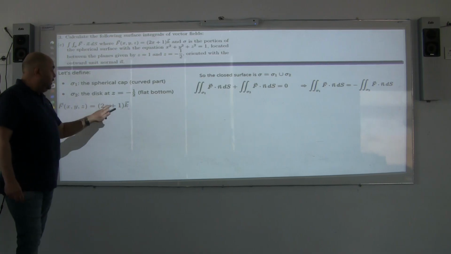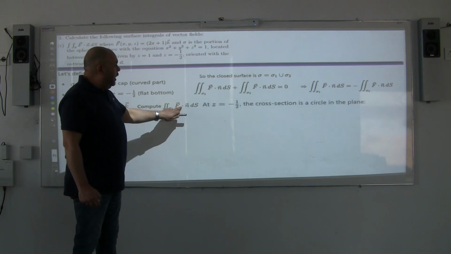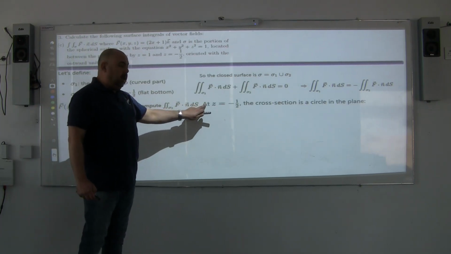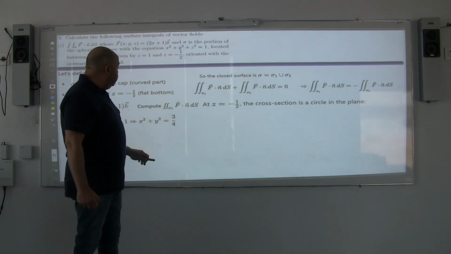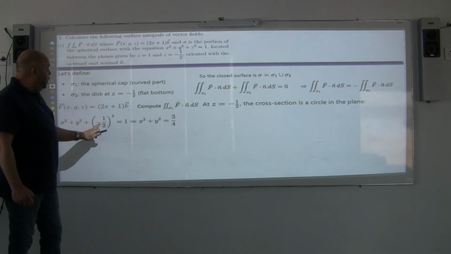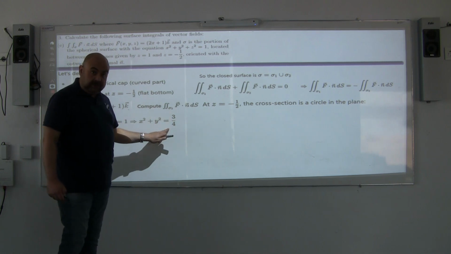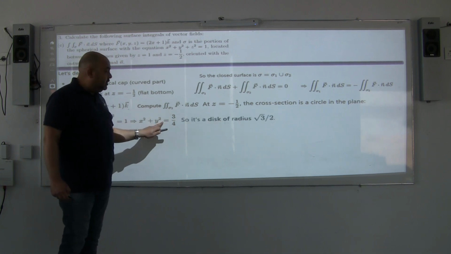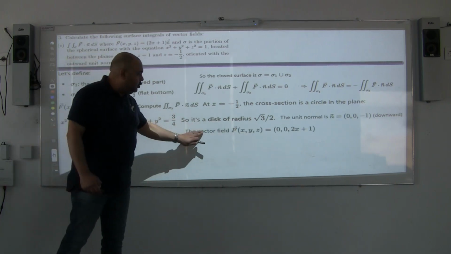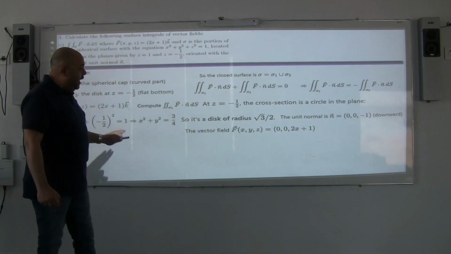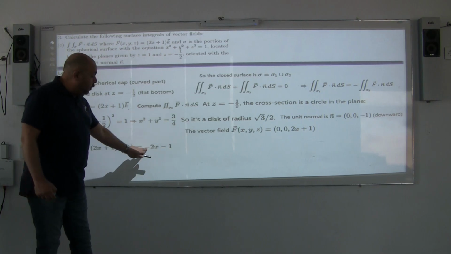That's F, which is 2x plus 1 in the direction of K. Compute F dot N, so I will need to identify z. At z equal to negative half, I will make the substitution. So it's going to be x squared plus y squared plus negative half to the power of 2, that's x squared plus y squared equal to 3/4. Now I have the radius of this disk, which is root 3 over 2. Direct substitution, getting the F as we already have, and making the dot multiplication of F dot N, I will have negative 2x minus 1.